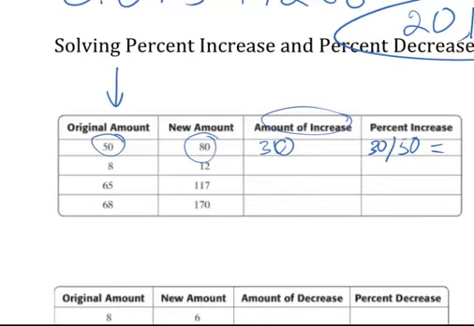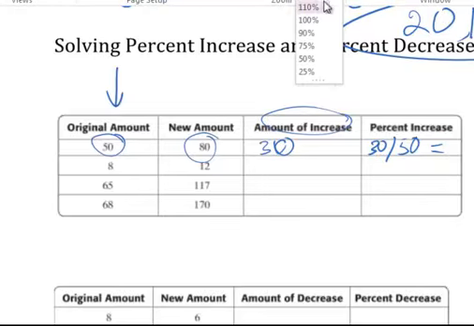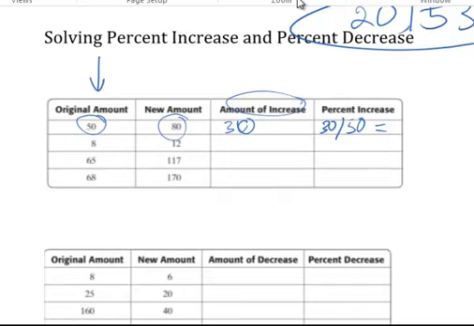So 30 divided by 50, that's giving me 0.6, but 0.6 is really the same thing as 60%. I'm going to zoom back out just a little bit so that we have enough room to see everything here. There we go. Okay, so that's going to give me 60%.